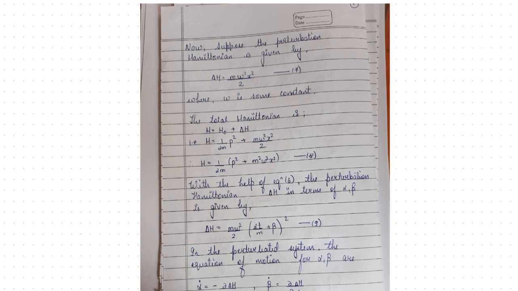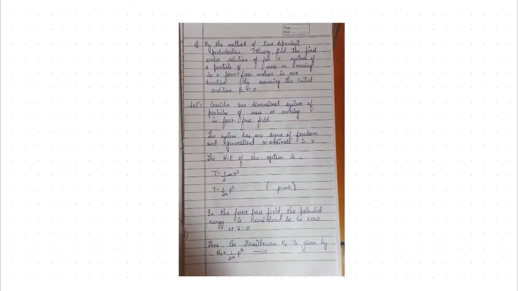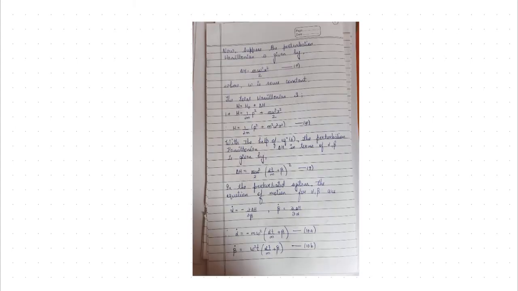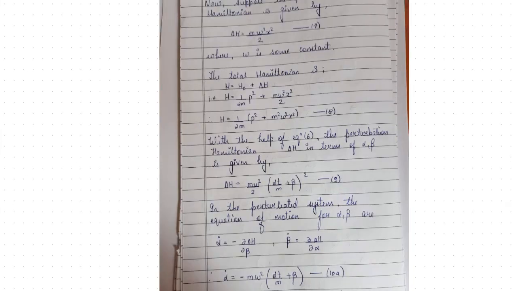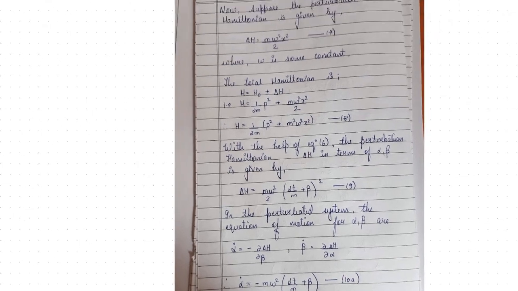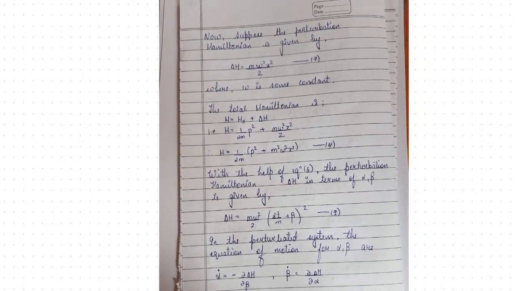H naught we had already found in my previous solutions. H naught was given by 1 upon 2m p square. Just now we had found the value of h naught in equation number 1, which is 1 upon 2m p square, and the value of delta h is given over here. The value of delta h is m omega square x square by 2. So h is given by h naught plus delta h. H naught is the unperturbed Hamiltonian, and delta h is that small disturbance or change in the Hamiltonian, that is the perturbation Hamiltonian, which is given by this quantity. Now taking 1 by 2m constant, finally you will find the Hamiltonian in case of the perturbation.